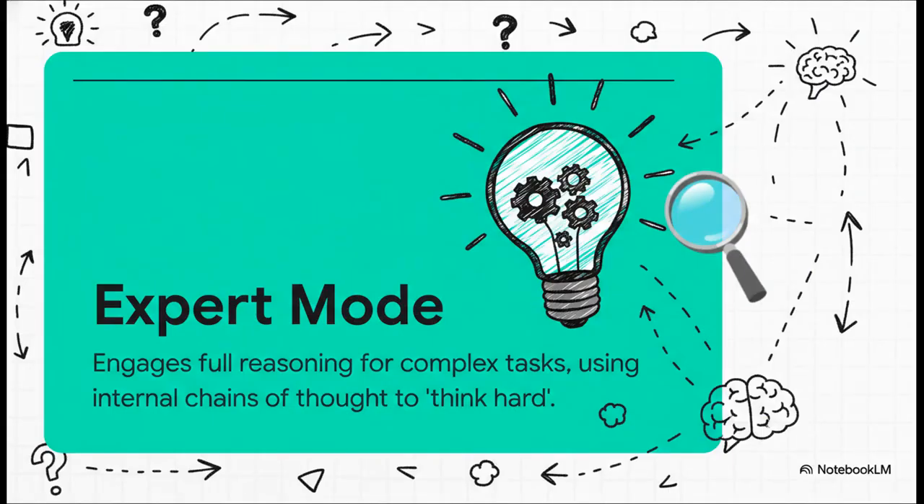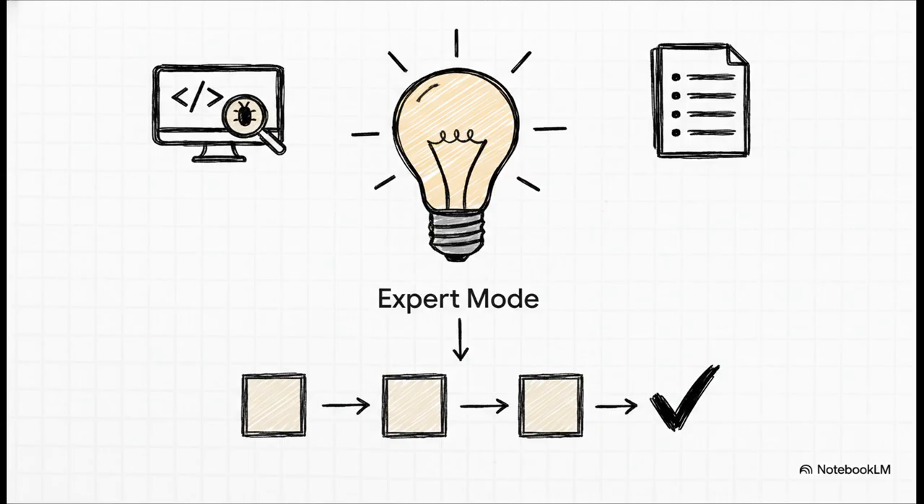That's where you bring in expert mode. When you see that little light bulb icon, you know Grok is firing up its full reasoning power. It takes a few extra seconds because it's literally thinking hard behind the scenes, using these internal reasoning chains to figure out the problem before it even starts writing a single word. Yeah, it takes a couple extra seconds, but trust me, the difference in quality is night and day.